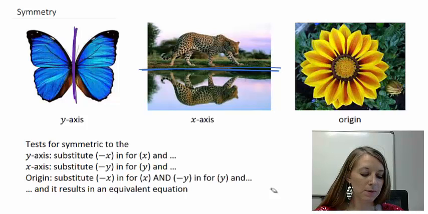If we want to see if something is symmetric to the origin, the way that we do that is substitute both a negative x and a negative y in for x and y respectively to see if we can come up with the original equation. We did an example of this in the last video. We have a couple more examples to help you prepare for your homework, which is over symmetry.